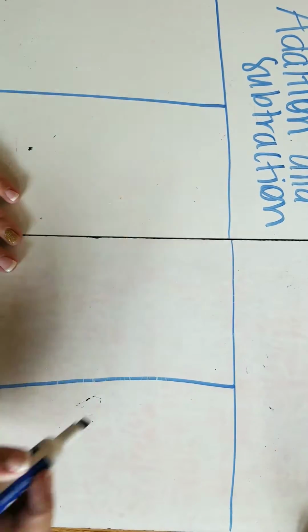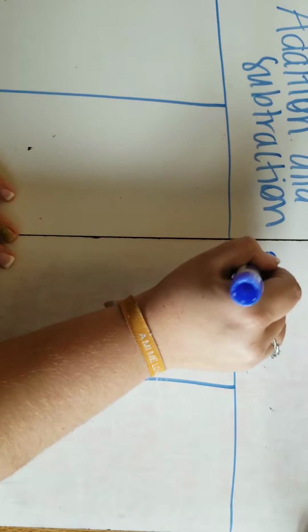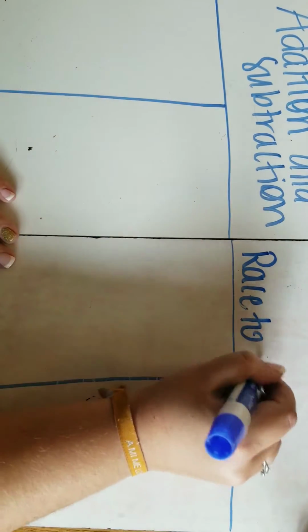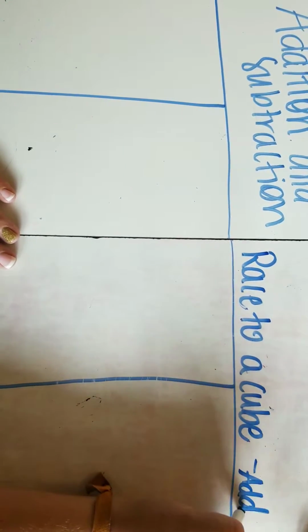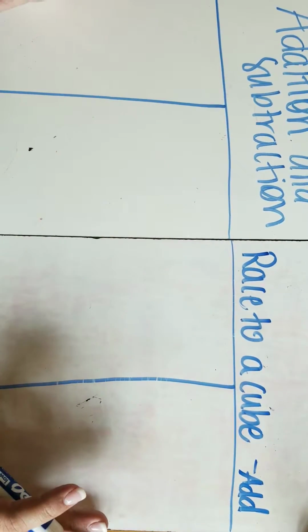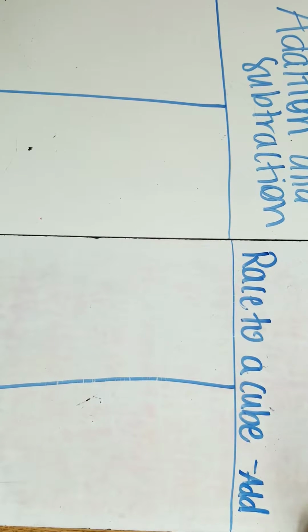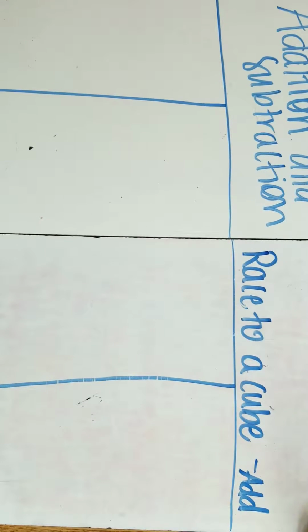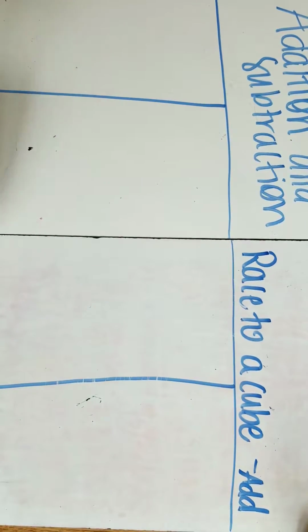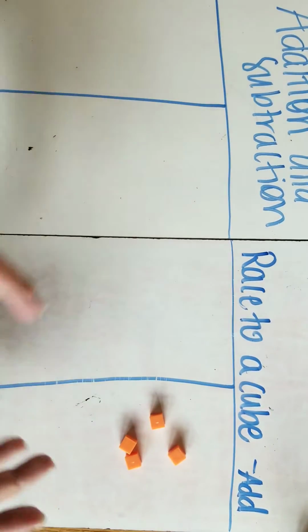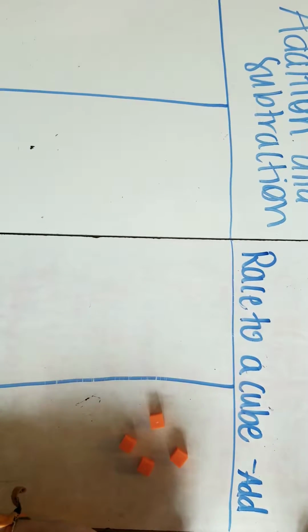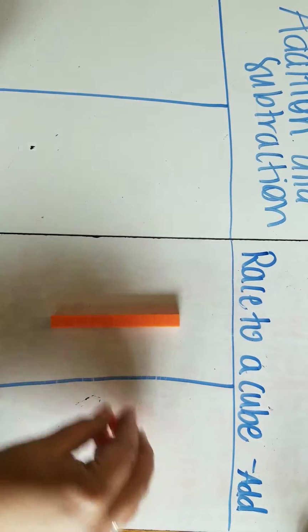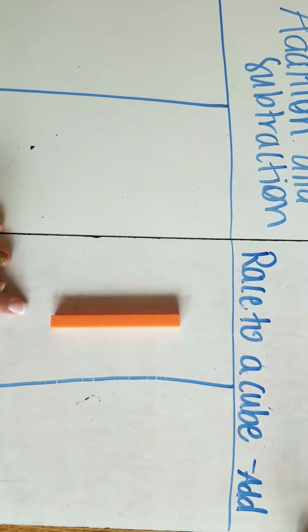So with the race to a cube, race to a cube is adding. So we'd start off with nothing. And then I would have students roll dice, just a standard dice, 1 through 6. And every time they roll that dice, they add that number to their place value mat. They roll a 4. Okay, then they roll a 6, okay? Now they have regrouped from the ones column to the tens.